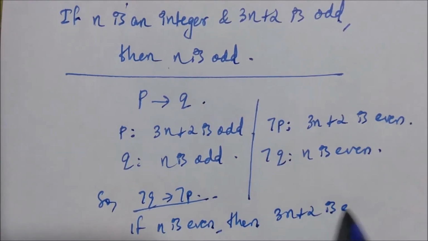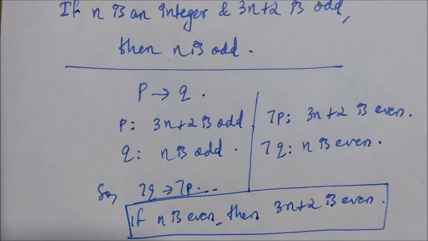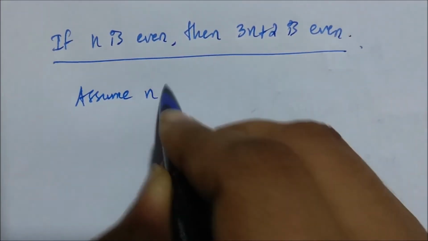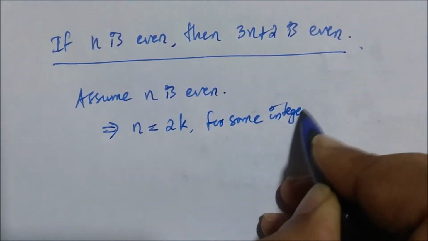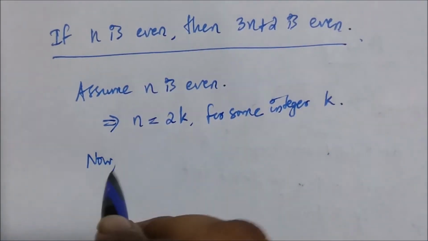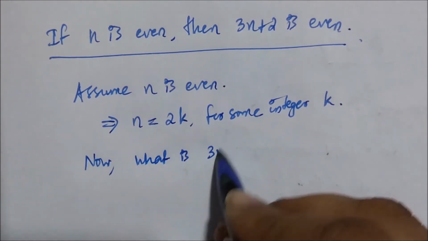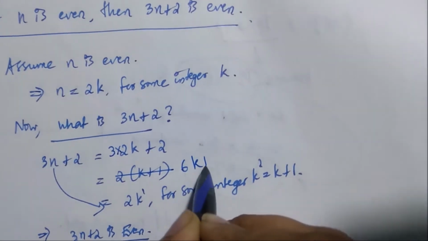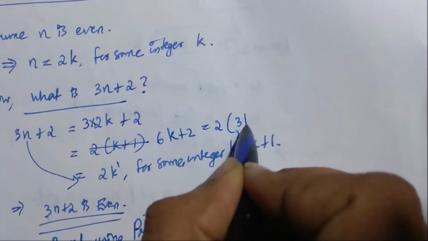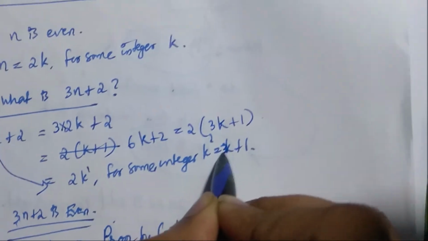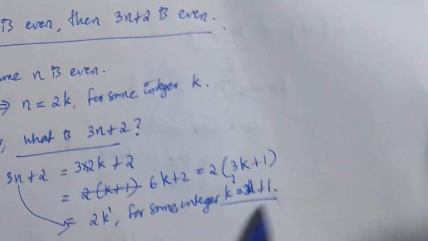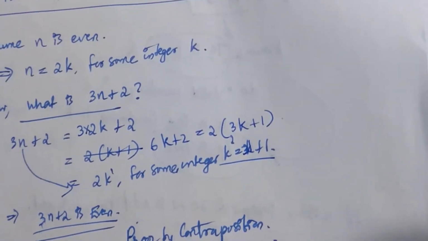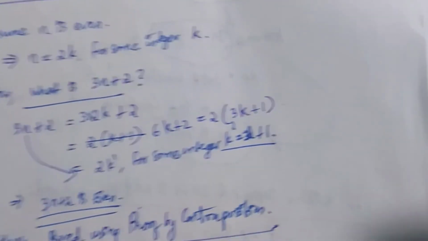So now we assume that n is even, right? Now we apply the direct proof method, which means that n equals 2k for some integer k, right? And now 3n plus 2 will be 3 times 2k plus 2, which is 6k plus 2, and it is also 2 times (3k plus 1), which is also 2k', where k' is 3k plus 1, right? And k' is an integer, and hence we get that 3n plus 2 is also even. This is how we prove using proof by contraposition.